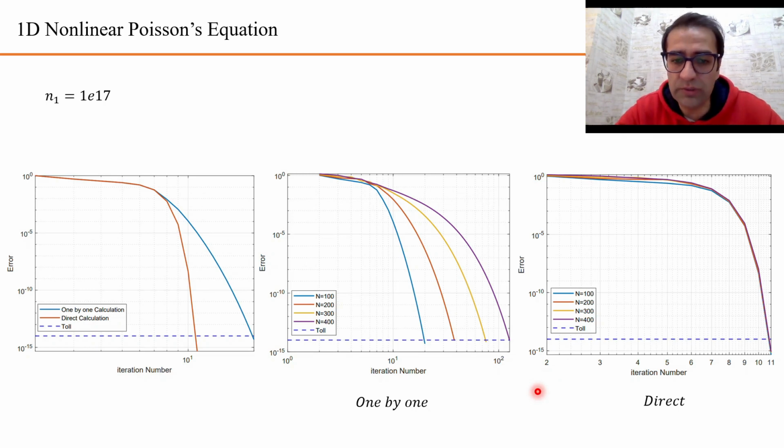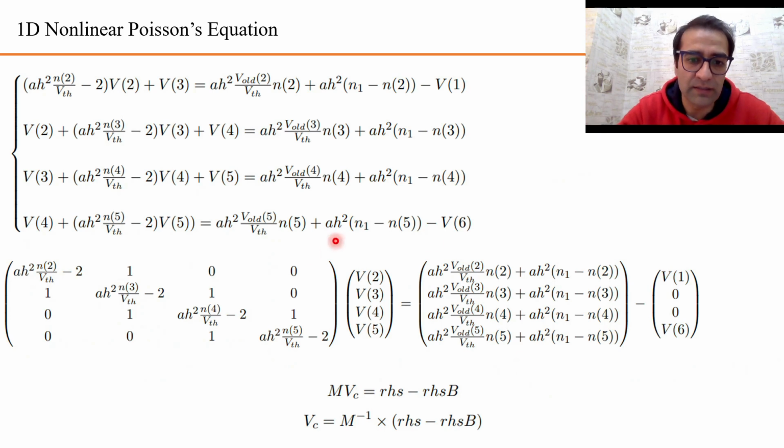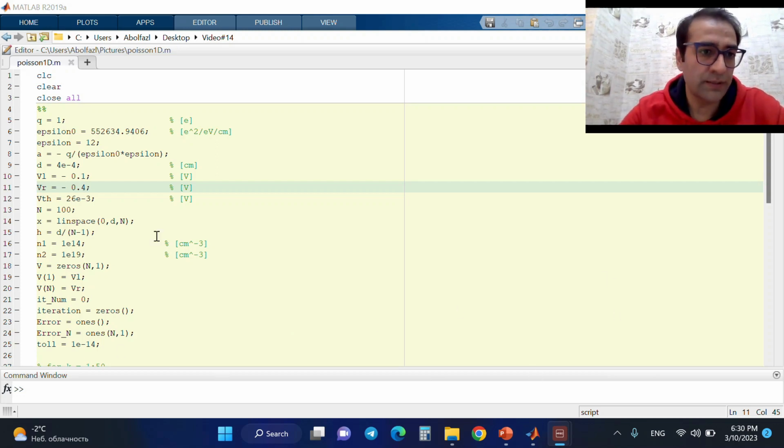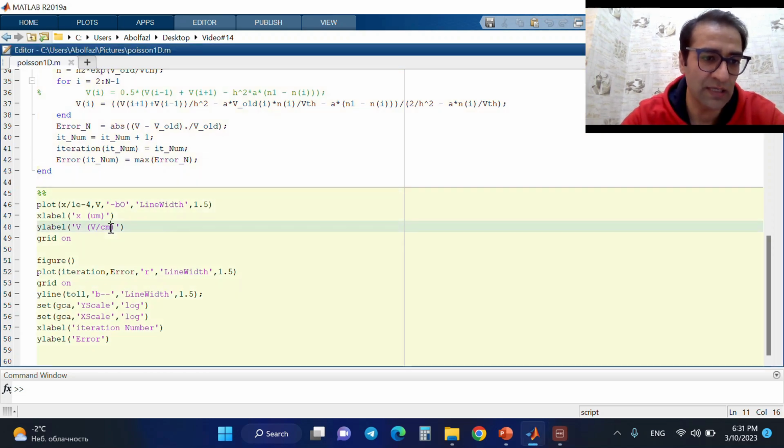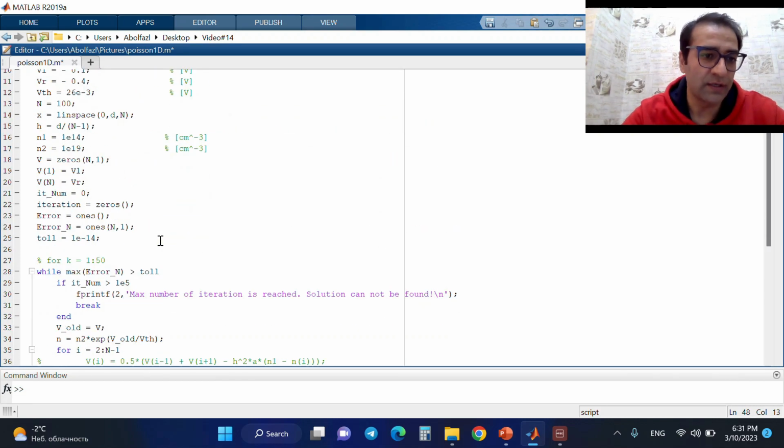So let's go to MATLAB and just implement this matrix form calculation. Okay, this is the same code that we derived in the previous video, and I explained it line by line. There was a mistake in the previous video about the units. The unit for potential, that is V, here should be volt, not volt per centimeter. You can correct it here.